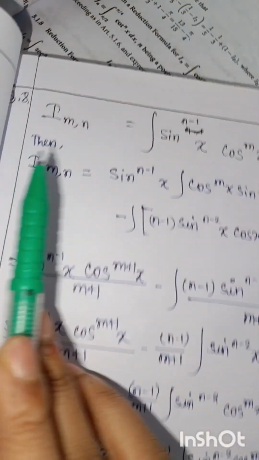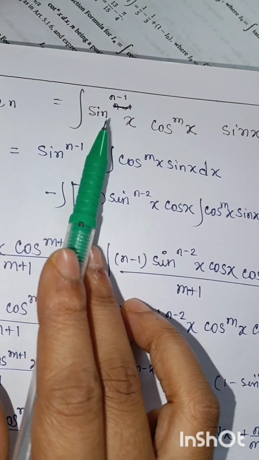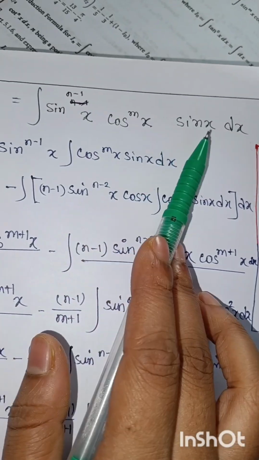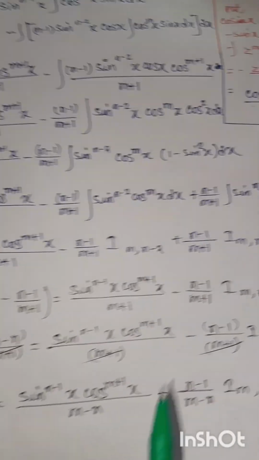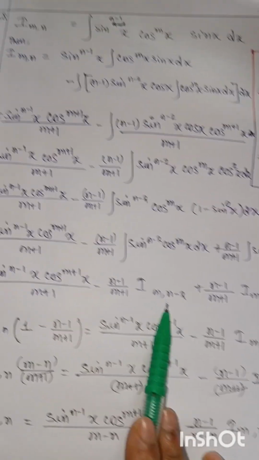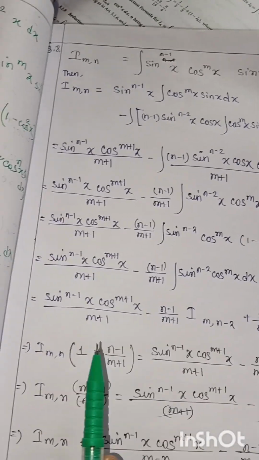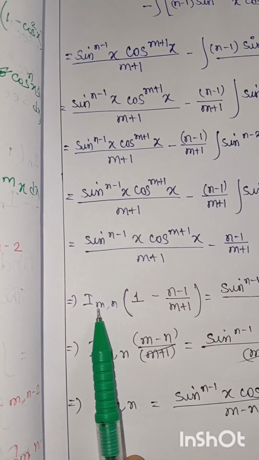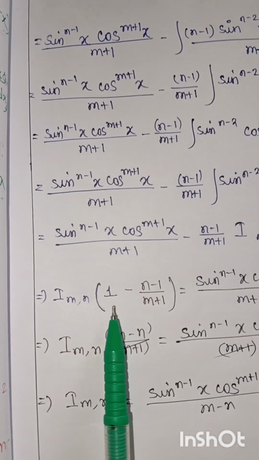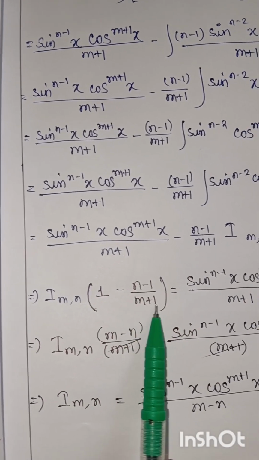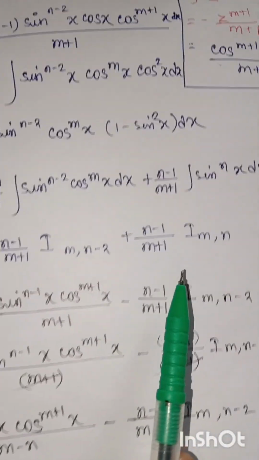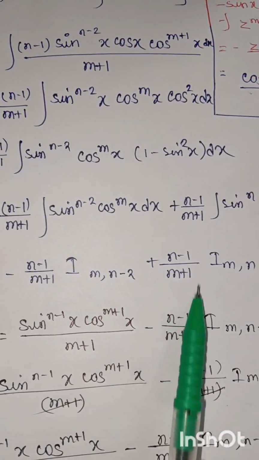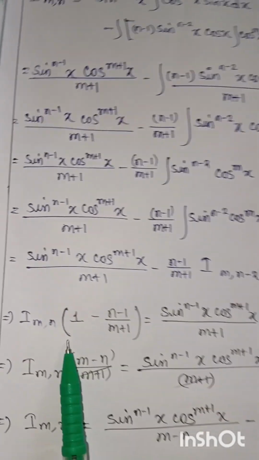For the next line I just put the value of I m n, that is the integration of sin to the power n minus 1 x cos to the power m x sin x. And like that, I m n minus 2. I put this value and then calculate it in the simplified form. So I solved this equation, that is I m comma n into the bracket 1 minus n minus 1 by m plus 1, because on this side there is I m n and n minus 1 into m plus 1, so I put it on the other side.